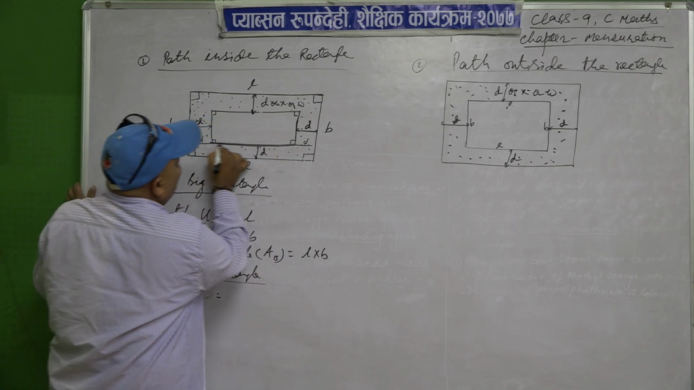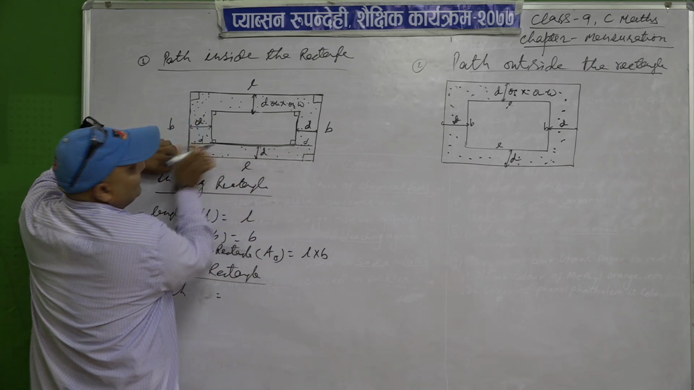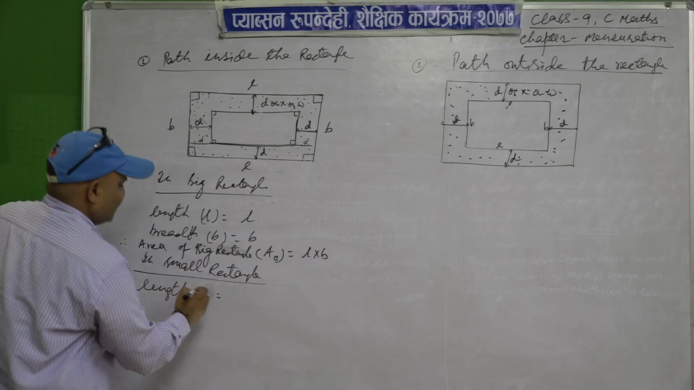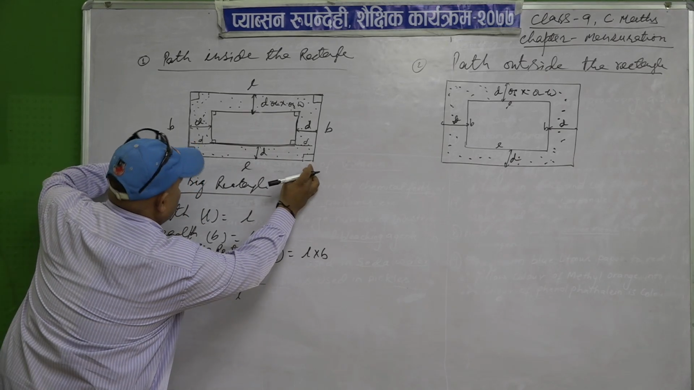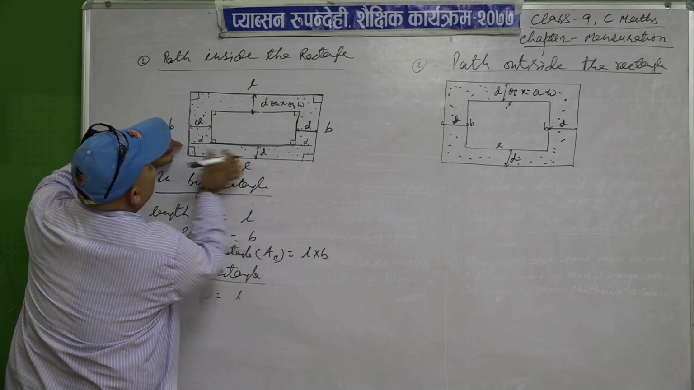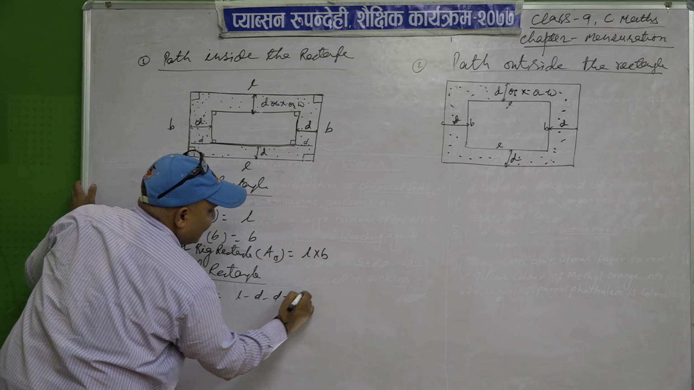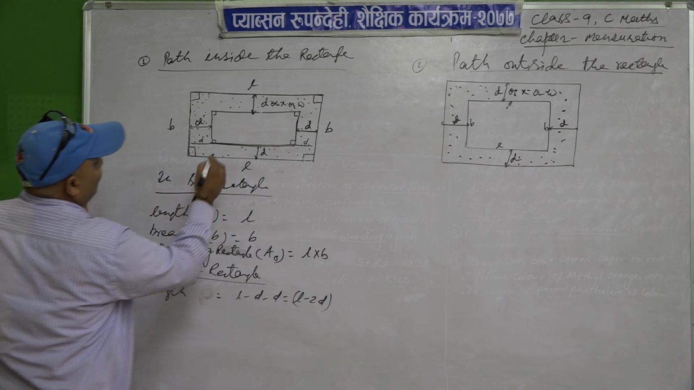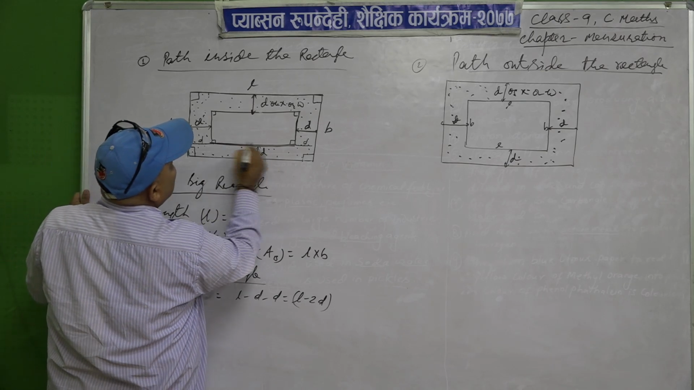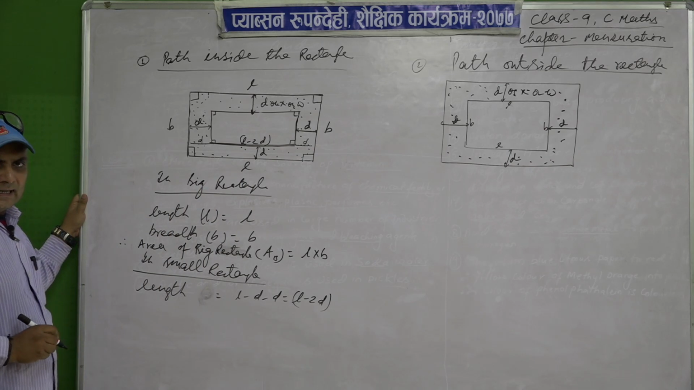So, to get this part, from this length, you can write here L, from this L we subtract this d and this d, minus d and minus d, that is L minus 2d. This is the length of this small rectangle, L minus 2d.